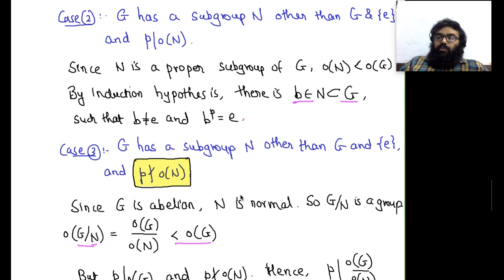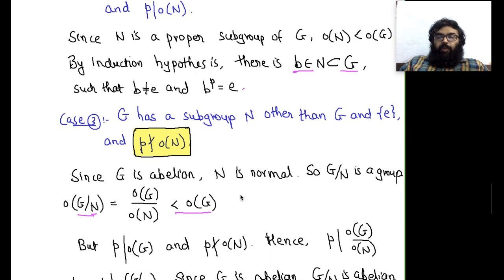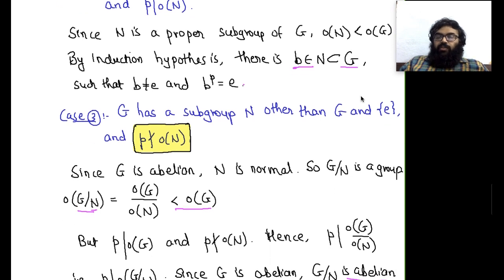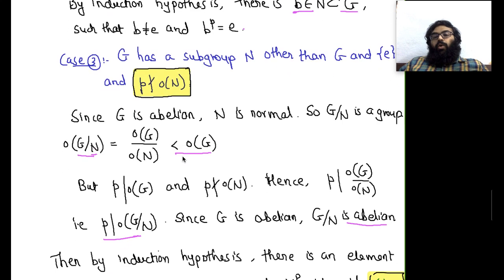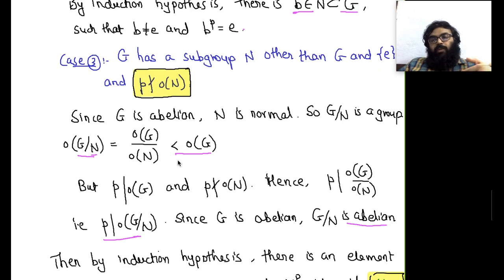Now this is one non-trivial case. Proper subgroup means n is a subgroup other than G and e, and in this case p does not divide order of n. In this case we have to go to the quotient; we will get an element from the quotient by applying the theorem, and from that element we go back to G. Because G is abelian, n is normal, so here we use that the group is abelian. So n is normal, and G quotient n is a group.